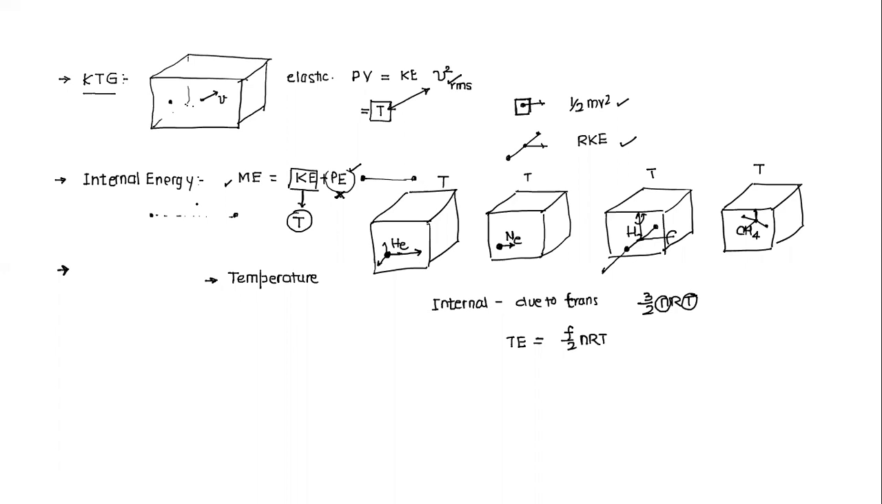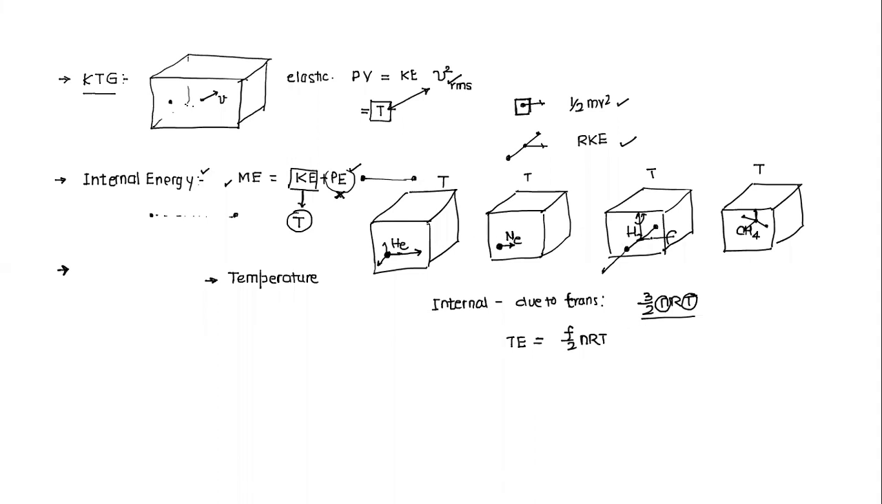So this is the background coming from kinetic theory of gases, our understanding of internal energy. Yes, Vignesh. Sir, it's 3/2 nRT for all because despite being monatomic or diatomic, they can all undergo translation in three directions, right? Yes. The degrees of freedom as far as translation goes will be the same.